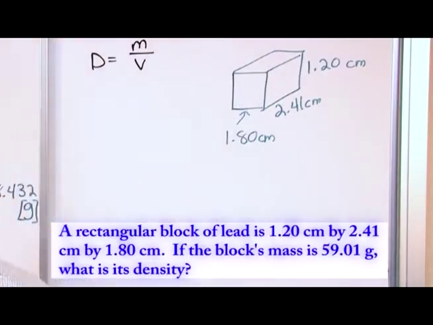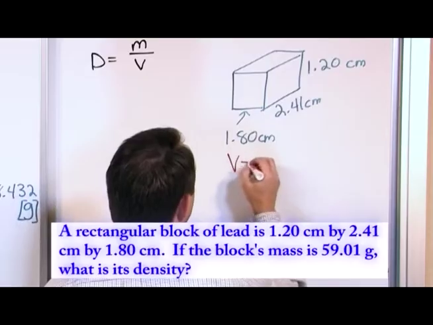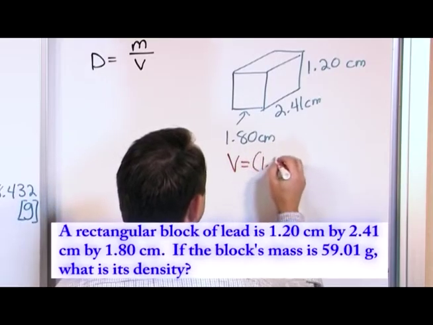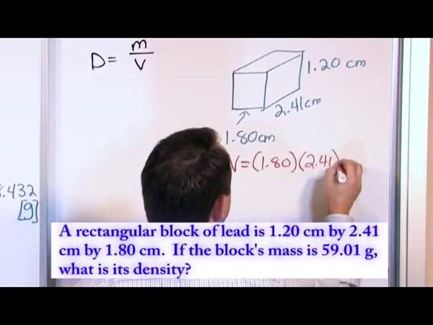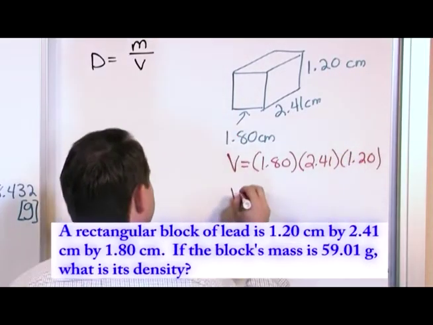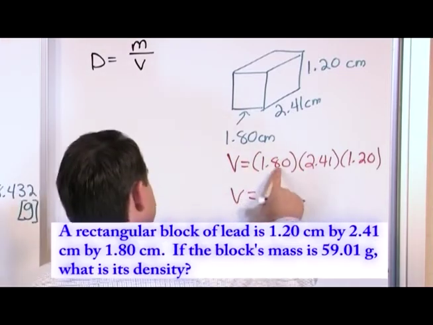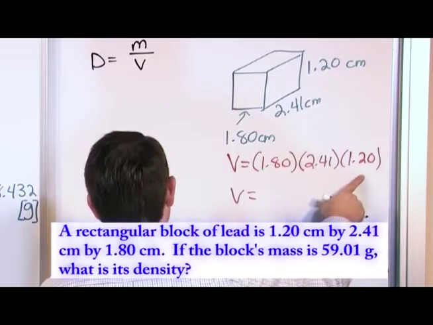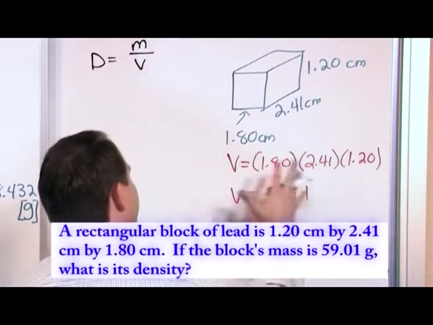So we know the dimensions in length, width, and height. So how do you think we calculate the volume? We're just going to multiply them. So the volume is going to be equal to 1.80 times 2.41 times 1.20. When you multiply these, you're going to get 5.21. But don't just leave it like that.